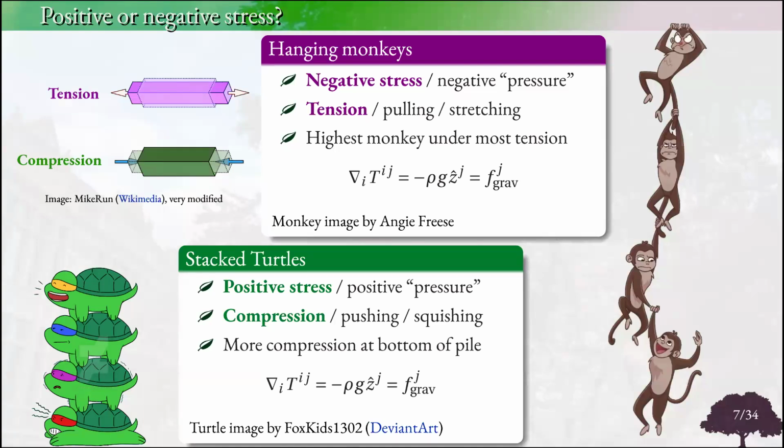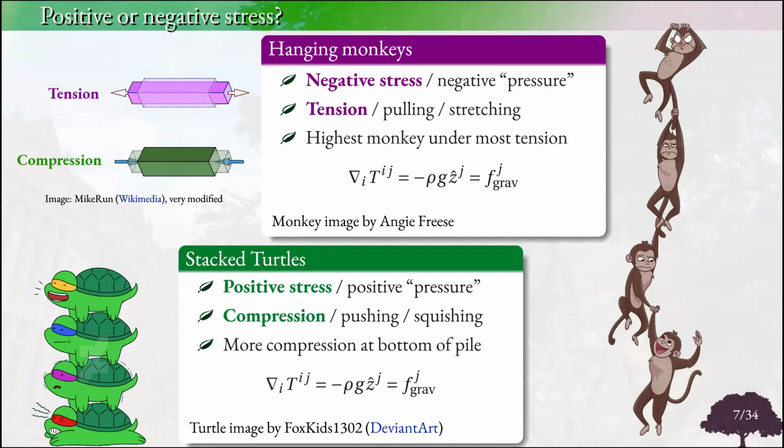Here you have some turtles experiencing compression due to gravity, which is an attractive force. There's more compression at the bottom, more positive pressure. And with these monkeys, they feel tension because they're being pulled on. But again, it's under gravity. There's more tension at the top because the top monkey is carrying more monkeys. So more negative stress. The stress is more positive, smaller in magnitude at the bottom.